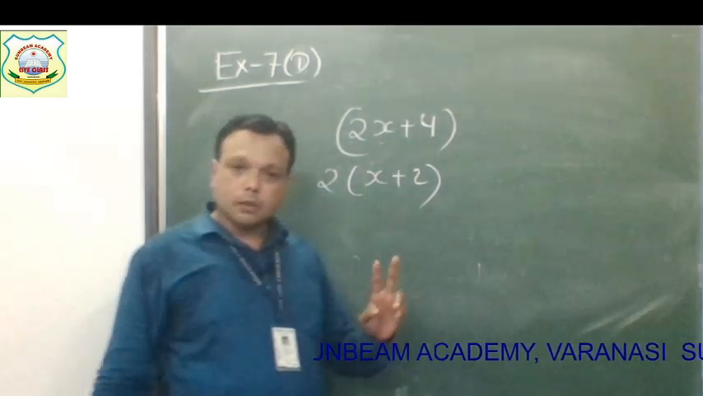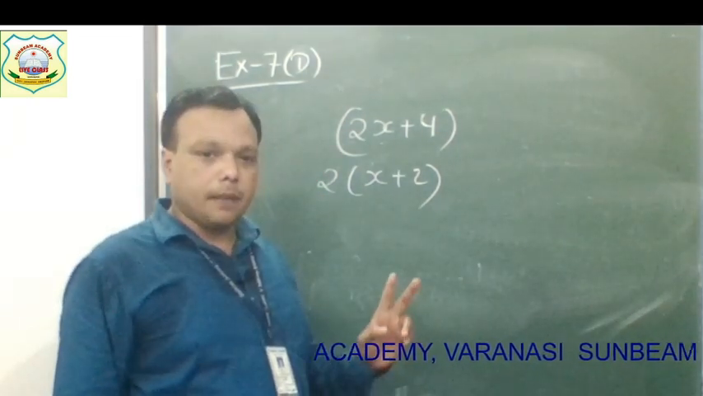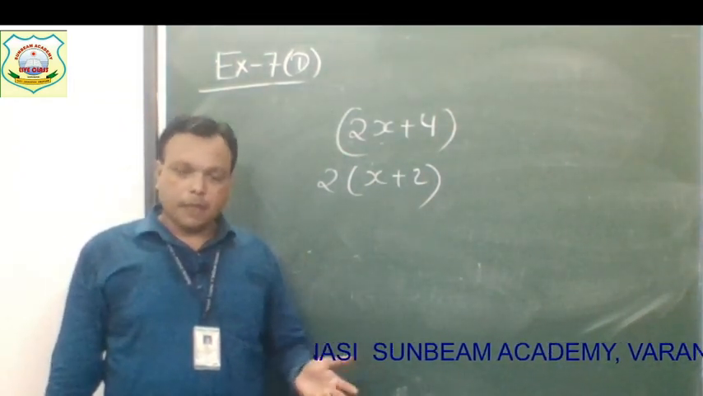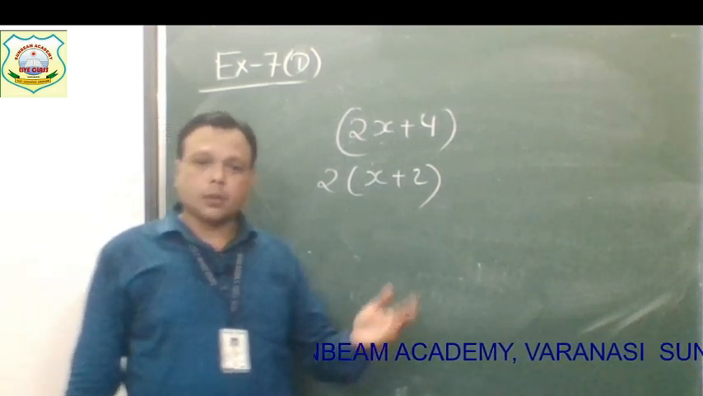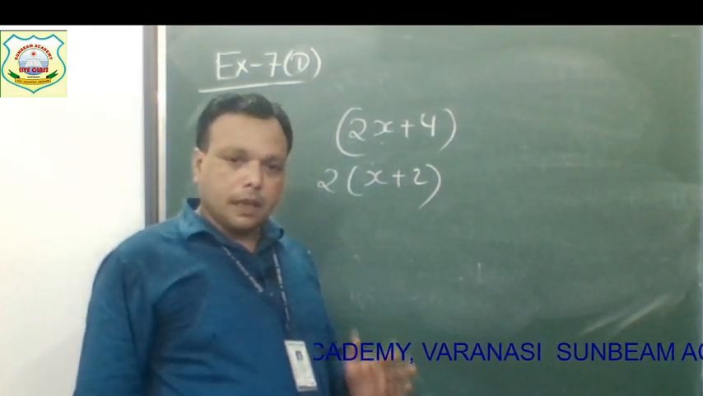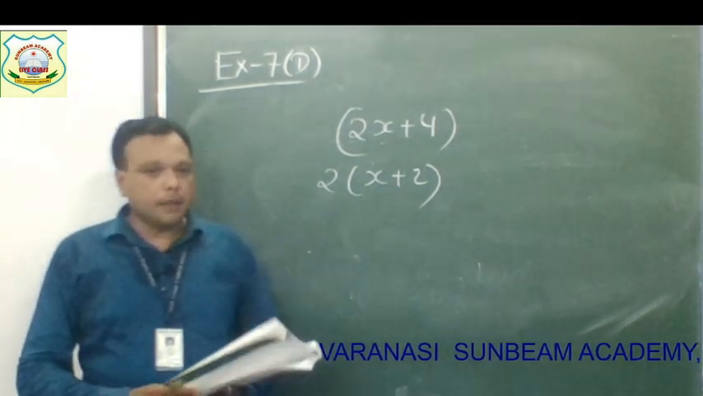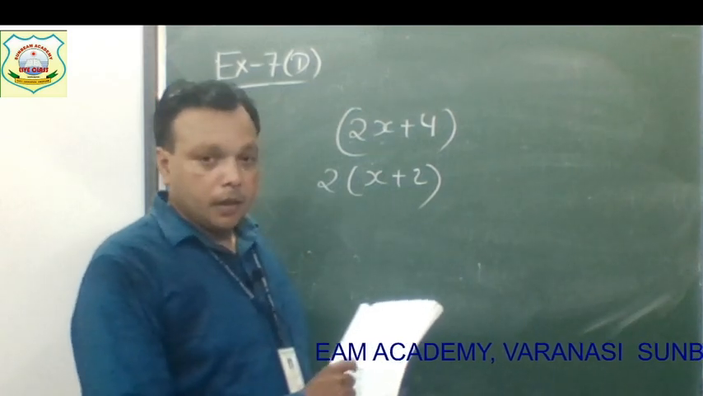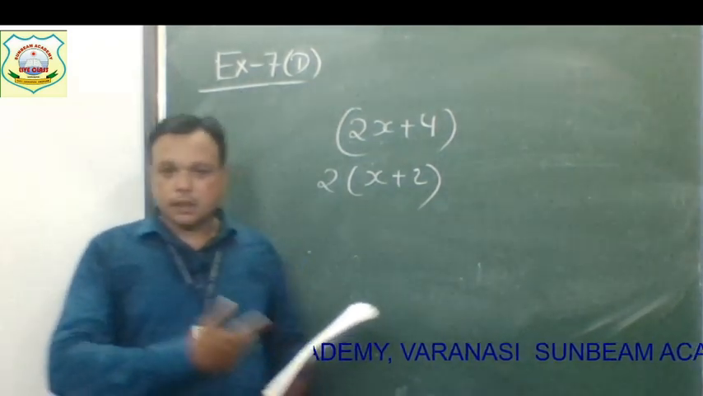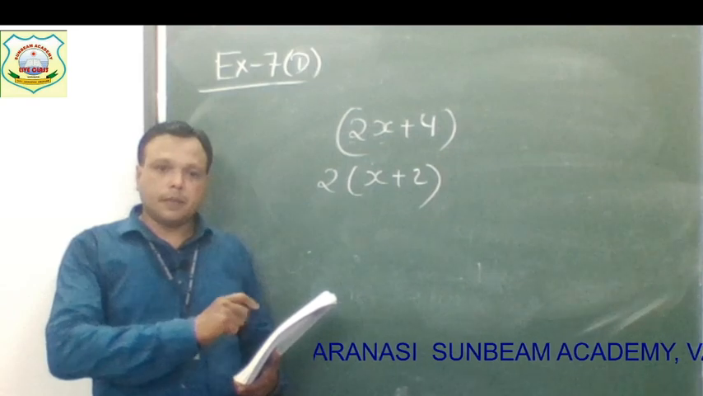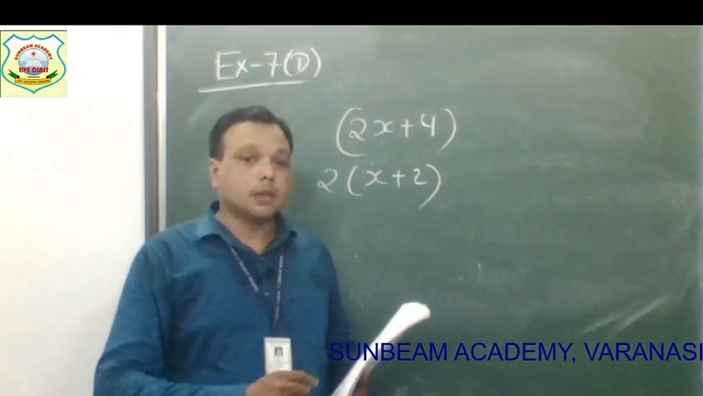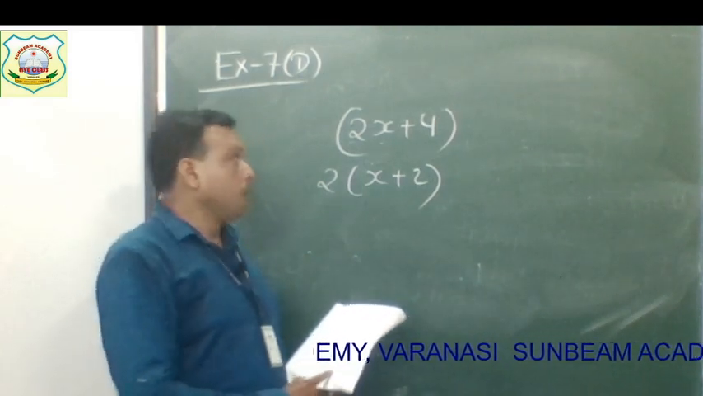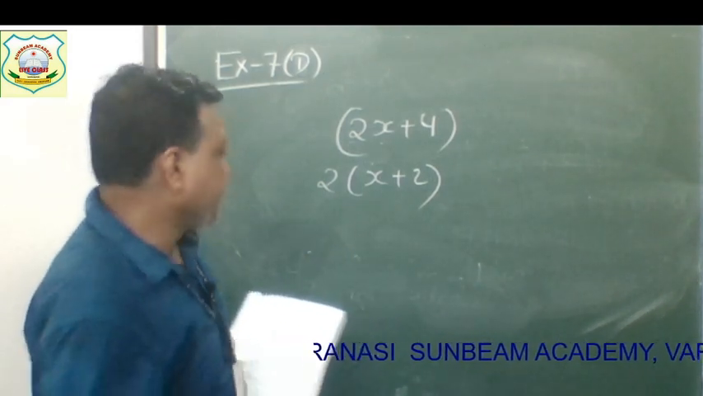Second, on the basis of the second and third exercises, if an expression is given, we have to see if we can use any identities: a plus b whole square, a minus b whole square and a square minus b square. Then the last exercise 7d, this is factorization. So how will we do it? If the expression given does not follow 7a, 7b, 7c, then we will follow this 7d. Clear, students? So now let's start exercise 7d.